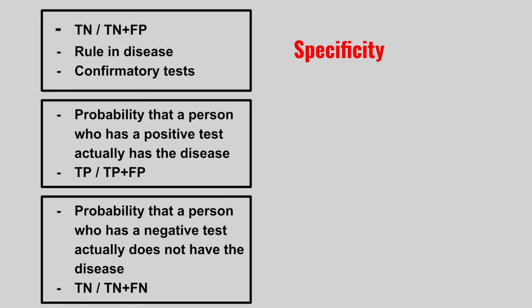Next, it's going to be a probability that a person who has a positive test actually has a disease, and we use the formula true positives divided by the true positives and false positives to calculate this. This is the positive predictive value. Compare that to the next one where we have the probability that a person who has a negative test actually does not have the disease. And we calculate this value by using the formula true negatives divided by the true negatives and the false positives.